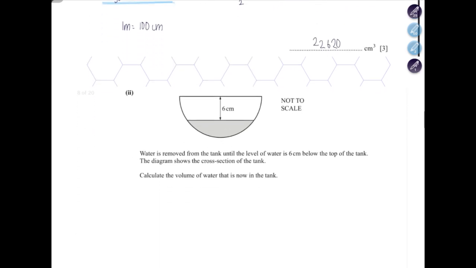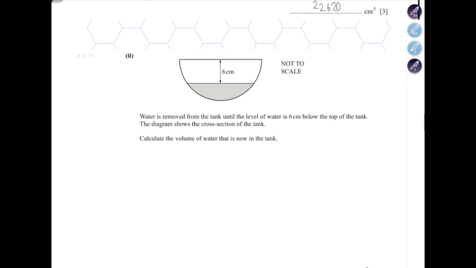All right. The water is removed from the tank until the level of water is 6 centimeter below the top of the tank. The diagram shows the cross section of the tank. Calculate the volume of water in the tank. Now, if you notice, this is not an identifiable shape. It's not a sector. It's not a semicircle.